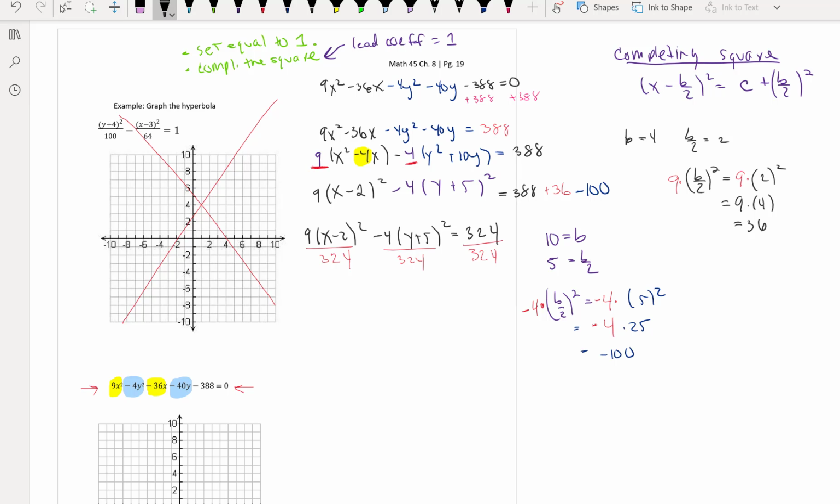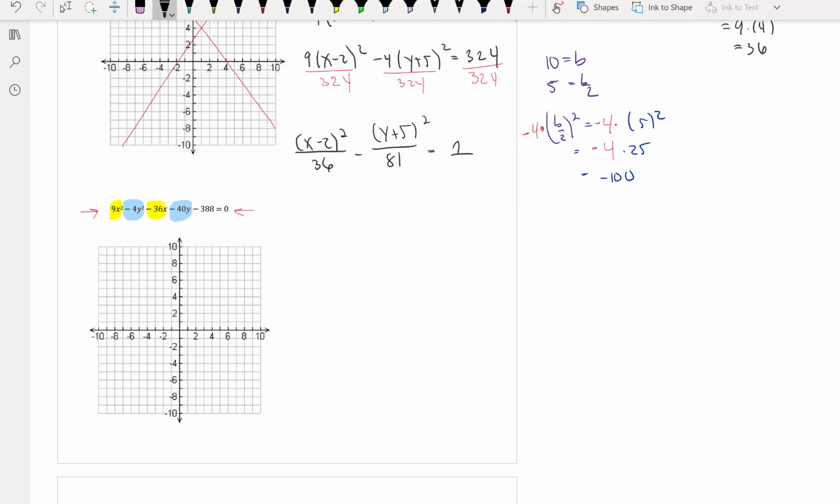So if I have 9 divided by 324, then I am going to get a 36 in the denominator. And if I have 4 divided by 324, then I get an 81 in the denominator. And it's all equal to 1. So now I know that my center would be 2, negative 5. And so that's going to help me out. So I'm going to have 2, negative 5 as my center. So that's going to be the first dot.